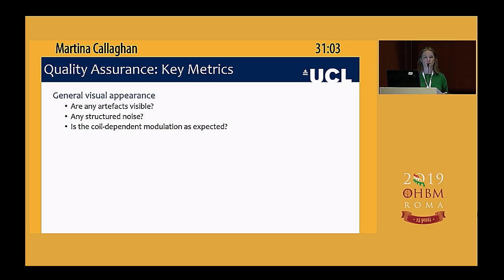So of course the first thing you want to do is, like I always say to people at our centre, look at your data. So you want to make sure that those images actually just look good and look as you would expect. I mean, to be fair, EPI doesn't always look good, but it needs to look at the same level as it should. So you're looking for, are there artifacts visible there? Is there any structured noise? Is there any coil-dependent modulation that is abnormal? And that would be maybe, for example, if a coil element had broken down.